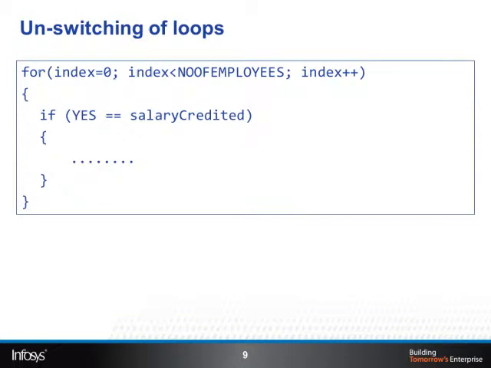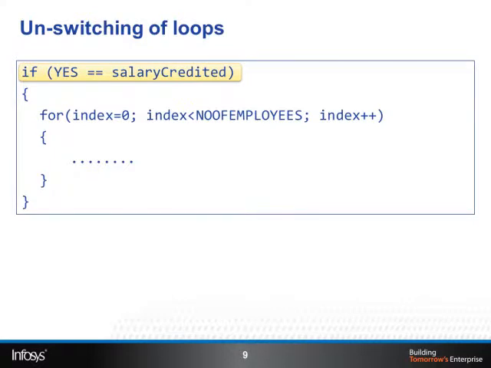The next technique is called unswitching of loops. Using this technique, we try to keep code statements outside a loop if the statement is not dependent on the loop iteration. For example, in the given code, we are checking a condition S equal to salary credited. If the status of this condition will not change in different loop iterations, then we can check this condition outside the loop itself, so that it will be evaluated only once, resulting in a reduction in execution time of the code. After using the unswitching of loops technique, the code will be as given.